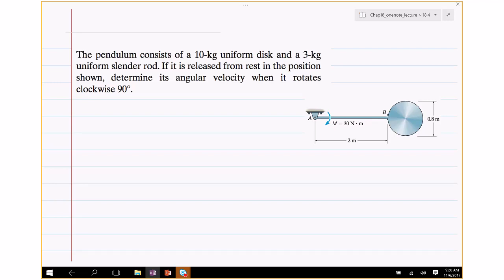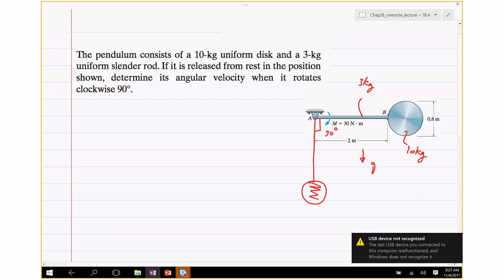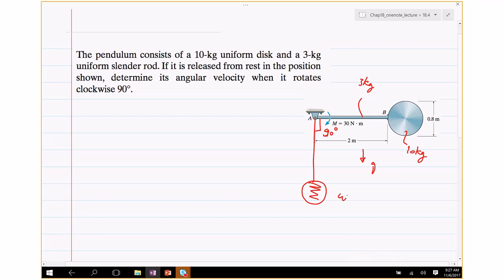Okay, a pendulum problem. The pendulum consists of a 10 kg uniform disc and a 3 kg slender rod. If it's released from rest in the position shown, okay, clearly there is gravity, otherwise this thing is not going to move. Determine the angular velocity when it rotates clockwise by 90 degrees. So we've got to find the angular velocity when the pendulum is vertical.